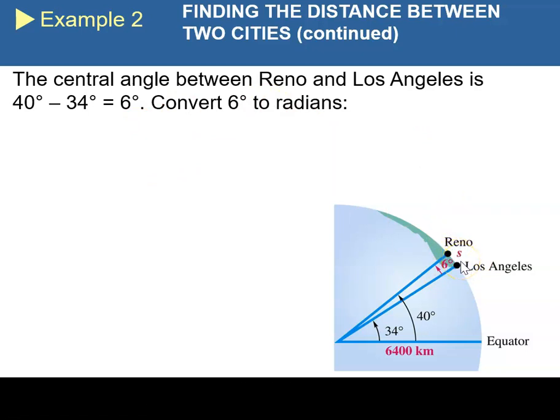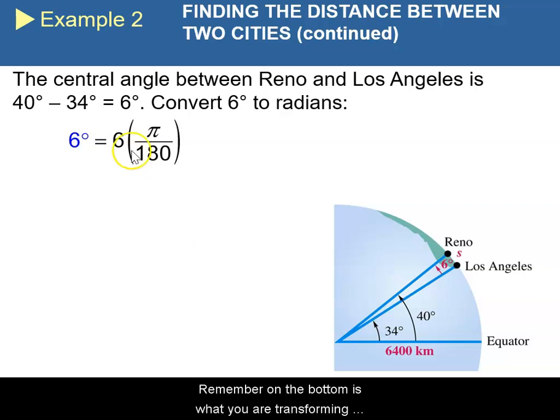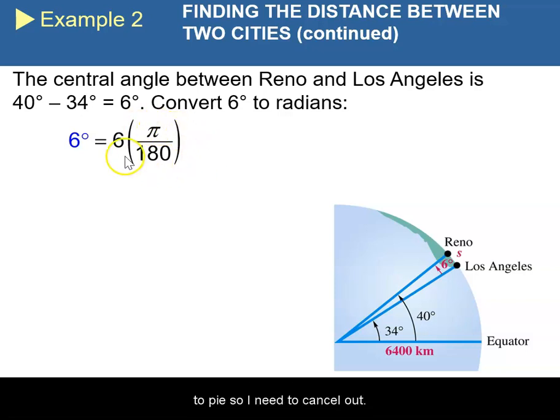I have a radian measure, which I'll find right now, and I have a radius. So 6 degrees as a radian is going to be 6 degrees times pi over 180. Remember, on the bottom is what you are transforming from. The top is what you are going to, right? So I want to go to pi, so I need to cancel out the degrees. The degrees will be on the bottom, so it cancels with the given degrees.